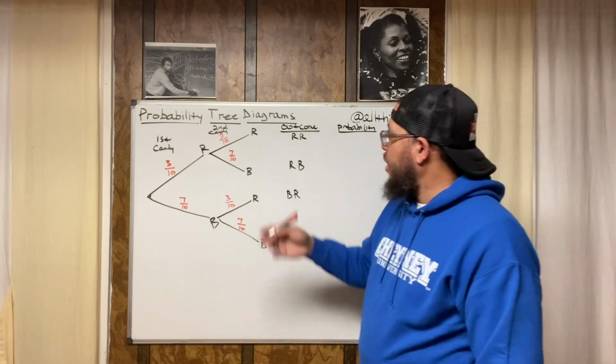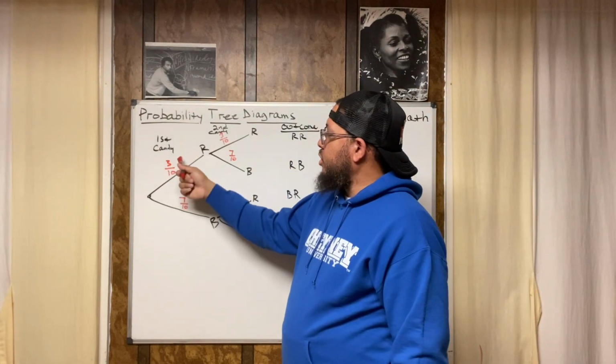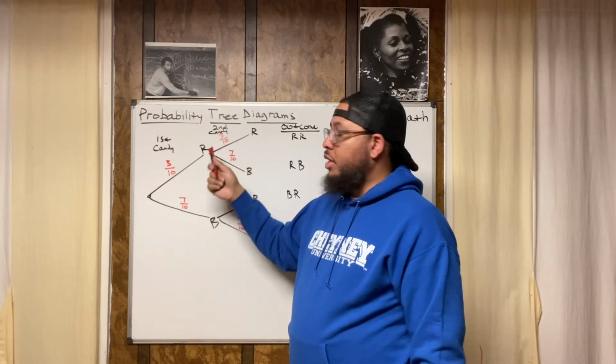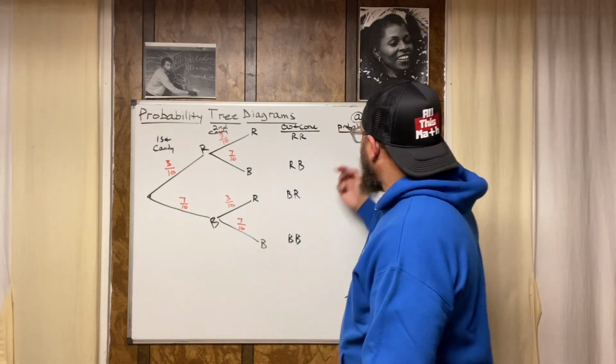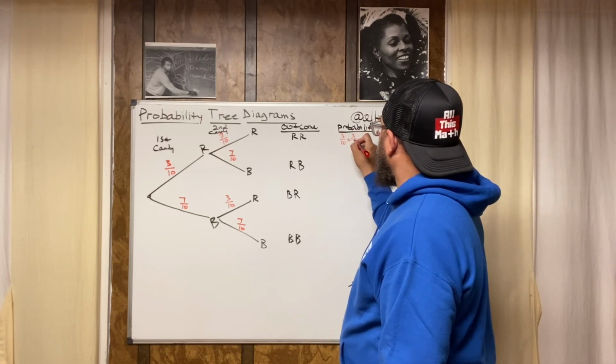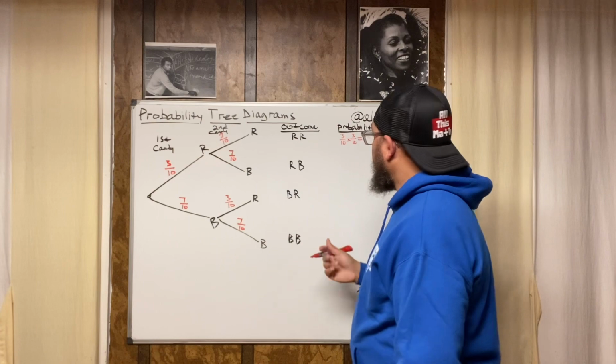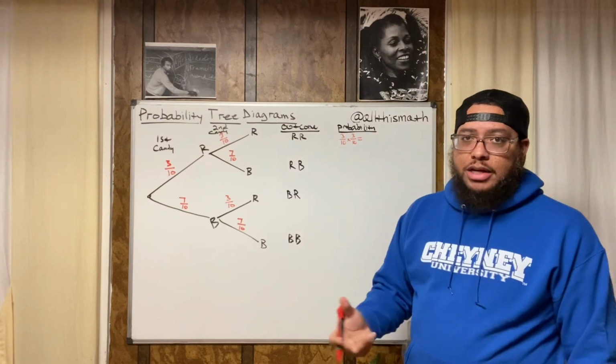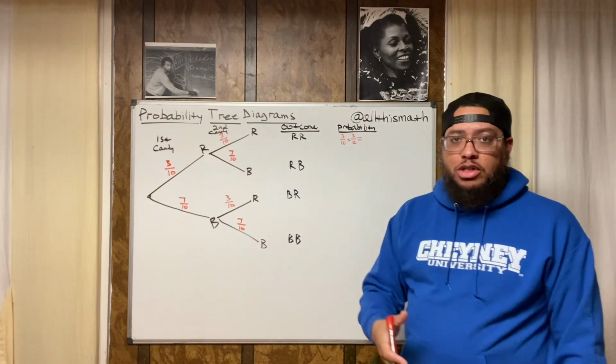That means multiply. So the probability of pulling red is 3/10. The probability of pulling red again is also 3/10. So that means we're going to do 3/10 times 3/10. This is where we need to know how to do multiplication of fractions. We need to know how to add fractions and we need to know how to multiply fractions.